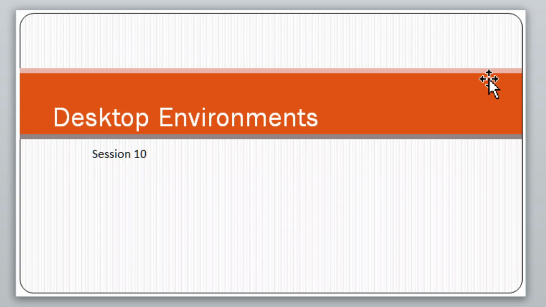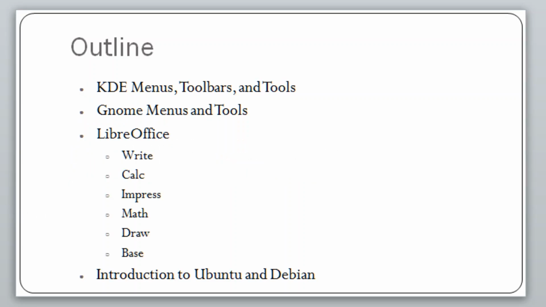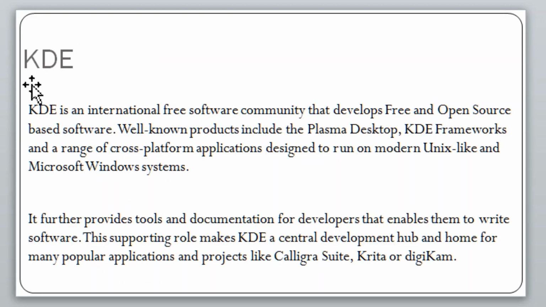Today we're going to be covering desktop environments. Last course we went over backup media, Unix device names, tar and CPIO, file transport and conversion with DD. Today we're going to be covering KDE menus, toolbars and tools, Gnome menus and tools, LibreOffice, and its programs such as Write, Calc, Impress, Math, Draw, Base. We're going to also introduce you to Ubuntu and Debian. Let's jump right in with KDE here.